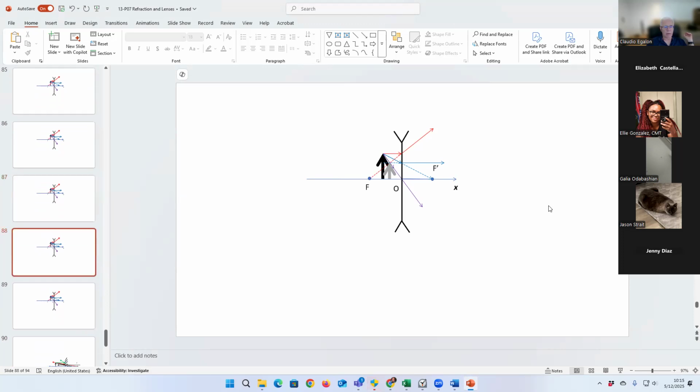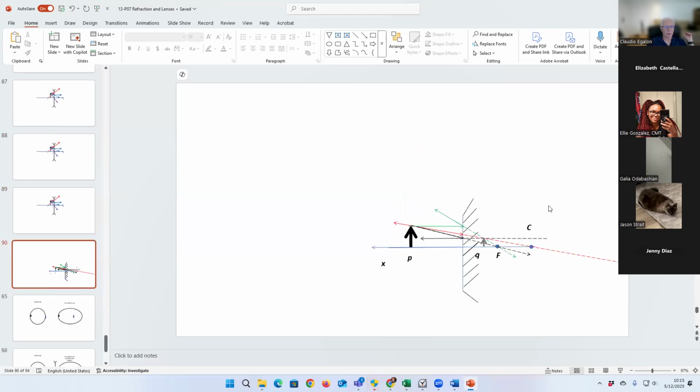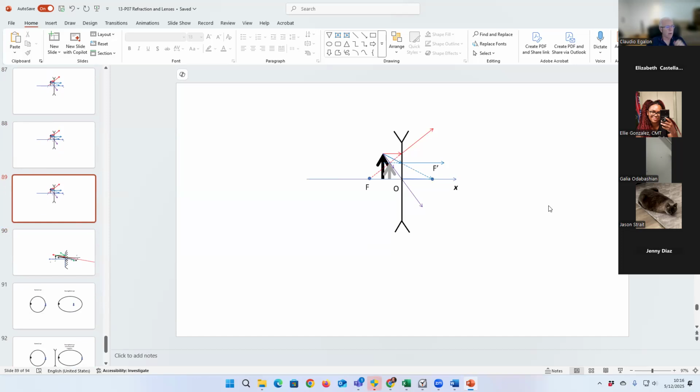Okay, I'm putting here the origin of the axis.